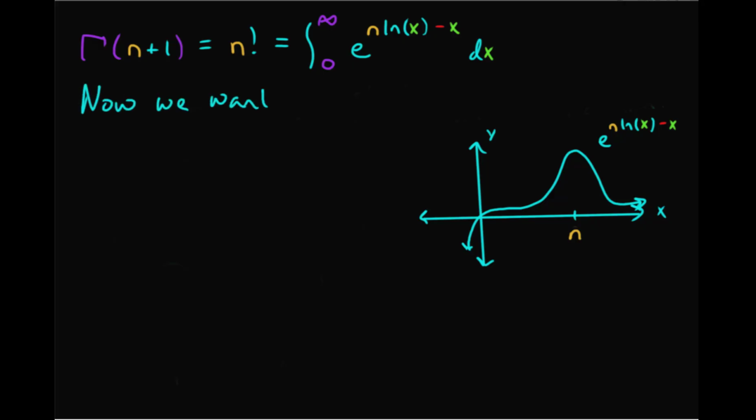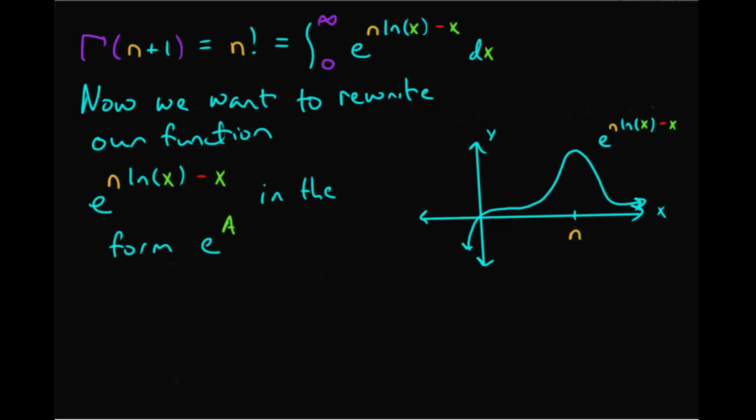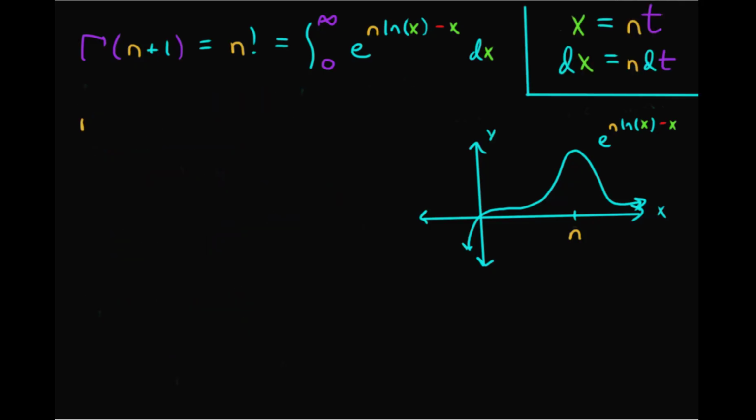So now we're going to want to rewrite our function e to the n log x minus x in a form that looks like e to the a times g of x, but I don't see any kind of constant that I can pull out from this expression n log x minus x. And the key step here is to do the following variable substitution. We're going to set x equal to n times t, and then we'll have that dx dt equals n, so dx equals n dt. Setting x equal to nt here, we'll then have that n factorial equals the integral from 0 to infinity of e to the n log nt minus nt times n dt.